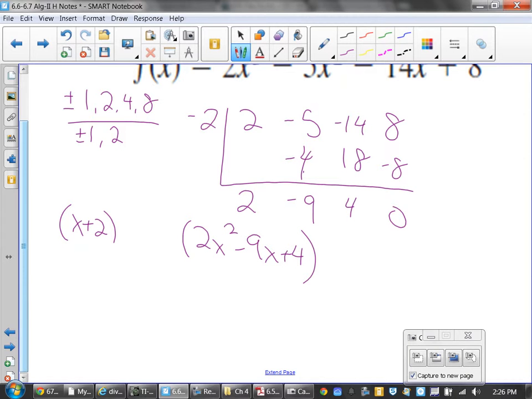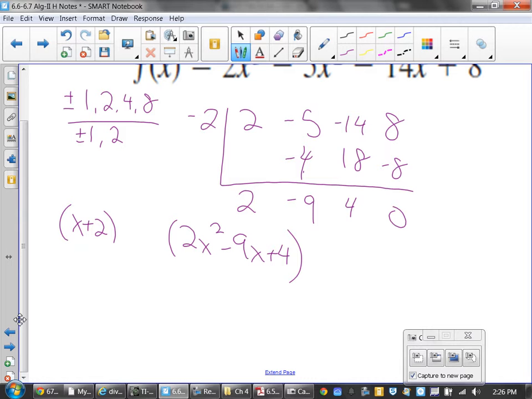Could you try to factor that if you want, or could you continue on using synthetic if you like? You can do either way. Colin, you look like you don't believe me. 2 times 4 is what, Colin? 8. What times what is positive 8, but when you add it together, you get -9? -8 and -1.